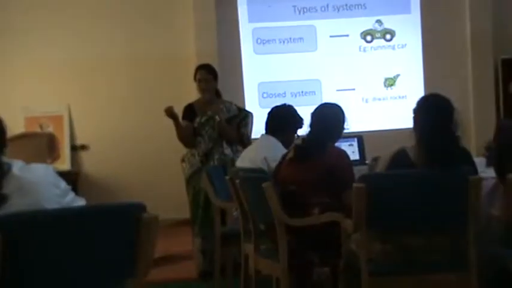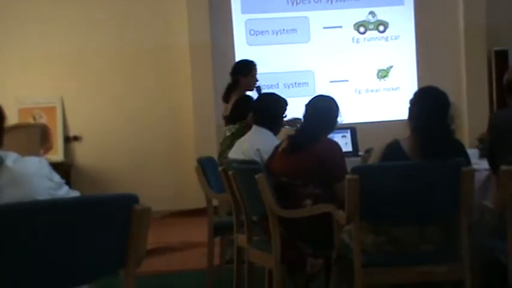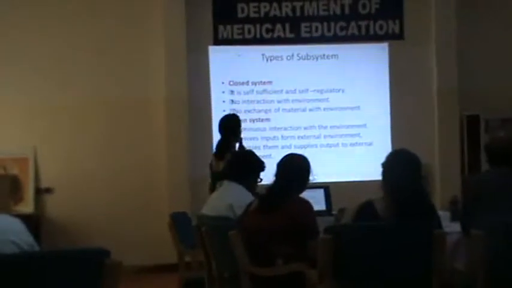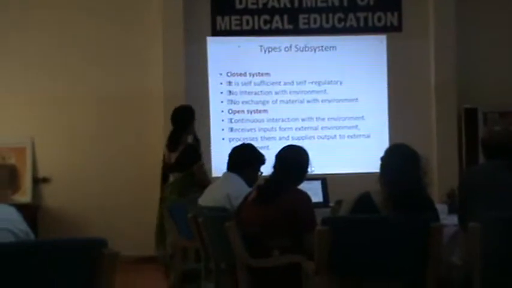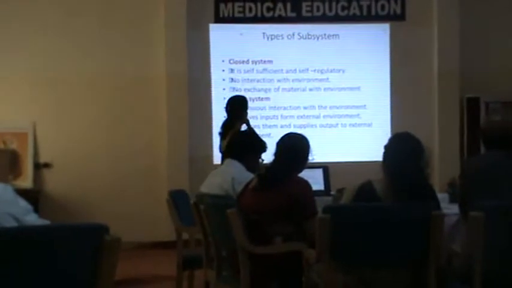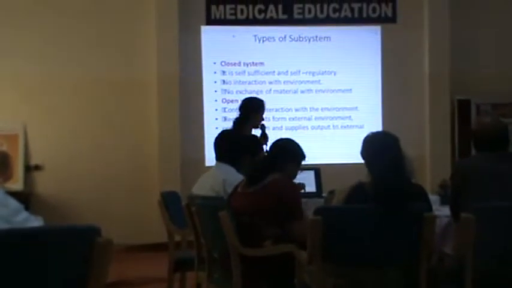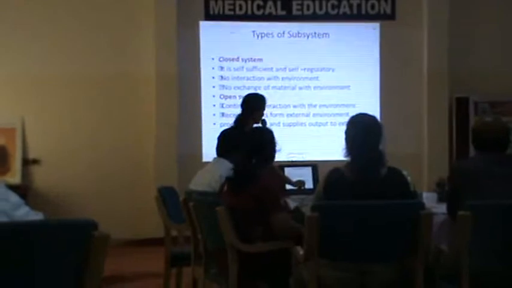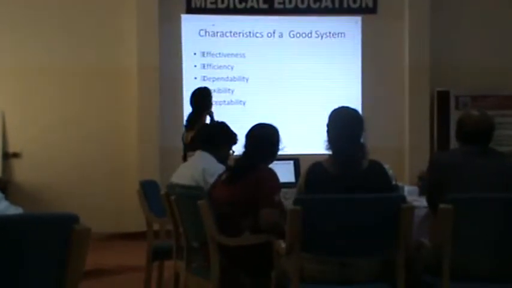So when we look at open and closed systems, the open system is the better one. In an open system, we can change. Whenever we feel the system is not running properly, we can re-look at what is happening and change it. An open system responds to changes by interacting with other changes. But a closed system is self-sufficient and self-regulatory, with no interaction with the environment and no exchange of material. So we are happy with an open system where there is continuous interaction. We get inputs, process them and adjust wherever required.